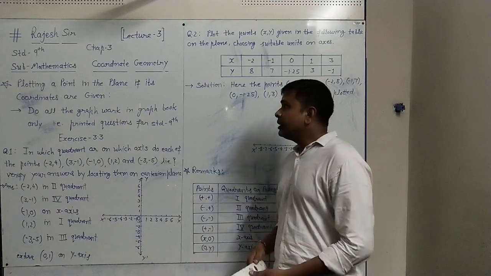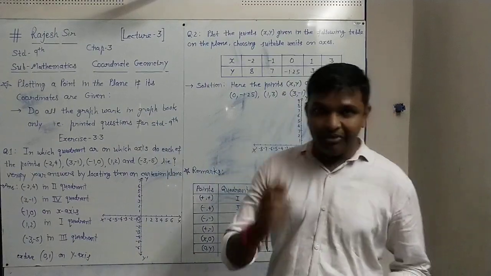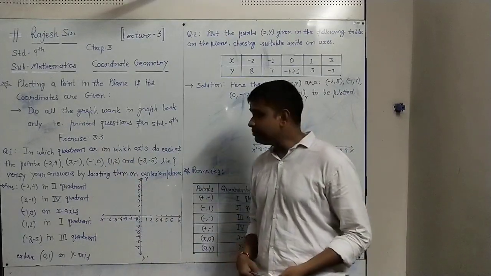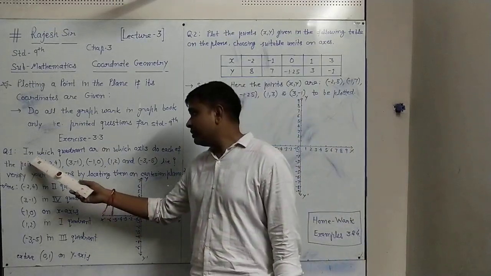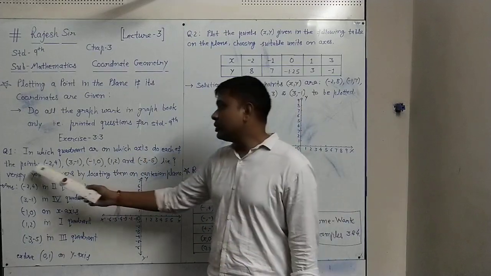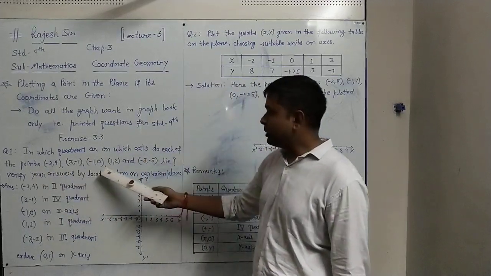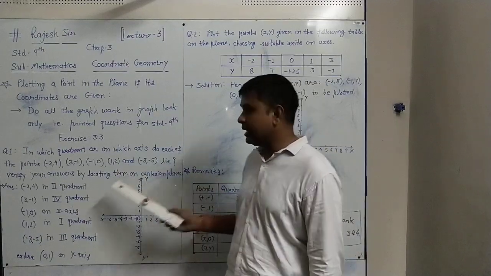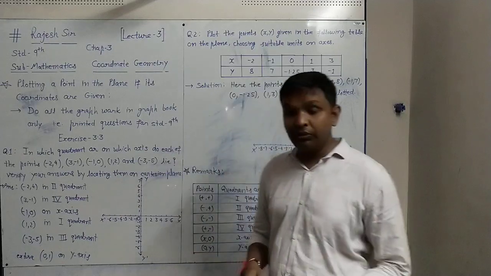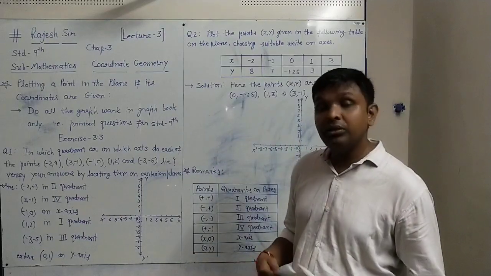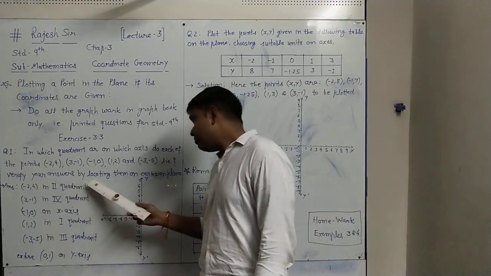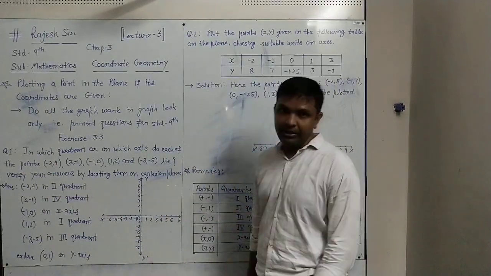How to plot a point in a plane, we will understand from exercise 3.3. Question 1: in which quadrant or on which axis do each of the points (-2, 4), (3, -1), (-1, 0), (1, 2) and (-3, -5) lie? Points are given; we have to say in which quadrant each point lies or on which axis. And verify your answer by locating them on the Cartesian plane.